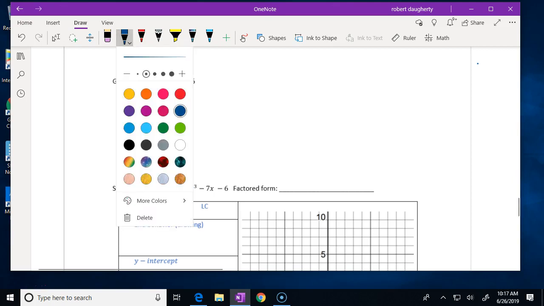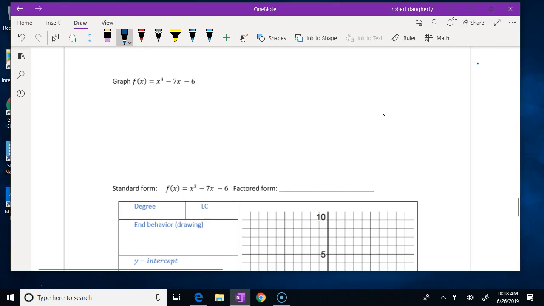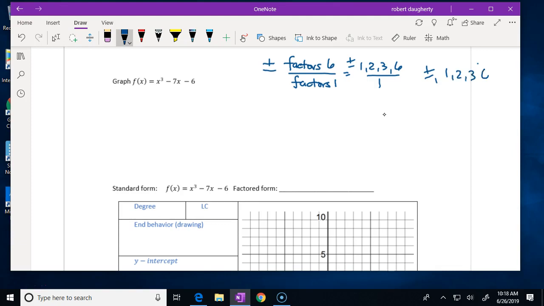So if this is to factor, what are the possible factors? The possible factors are going to be plus or minus the factors of 6 divided by the factors of 1. So that's 1, 2, 3, 6 over 1. So this is going to be plus or minus 1, 2, 3, or 6. Okay, those are the possible factors of this polynomial. So let's start with 1.